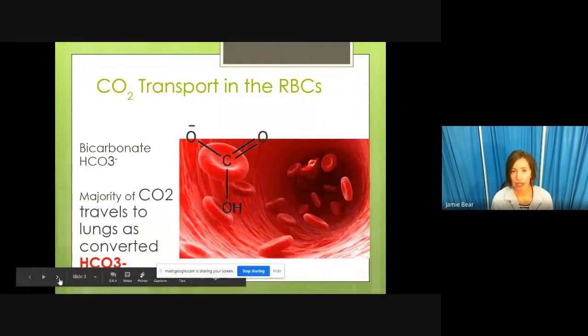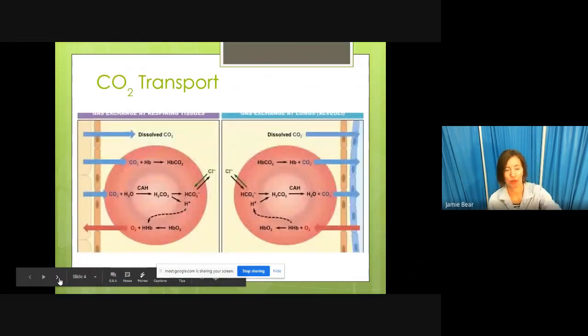So as I said, carbon dioxide is mainly transported in the red blood cells, attached to or converted to bicarbonate. That way, the majority of the carbon dioxide that travels to the lungs is converted to bicarbonate, and then it goes through the reverse hydrolysis equation at the alveolar capillary membrane. That's where carbon dioxide is released and then ventilated out of our bodies. It's a good depiction of that.